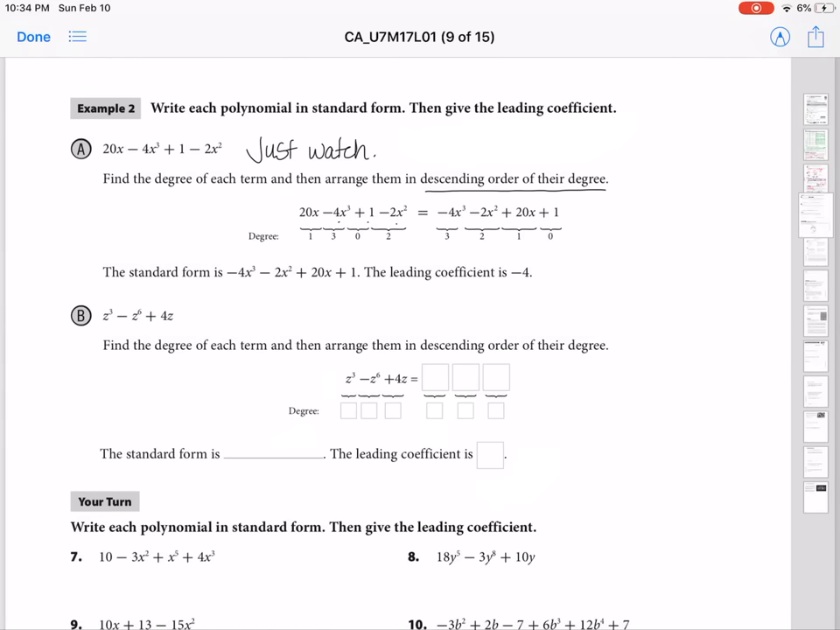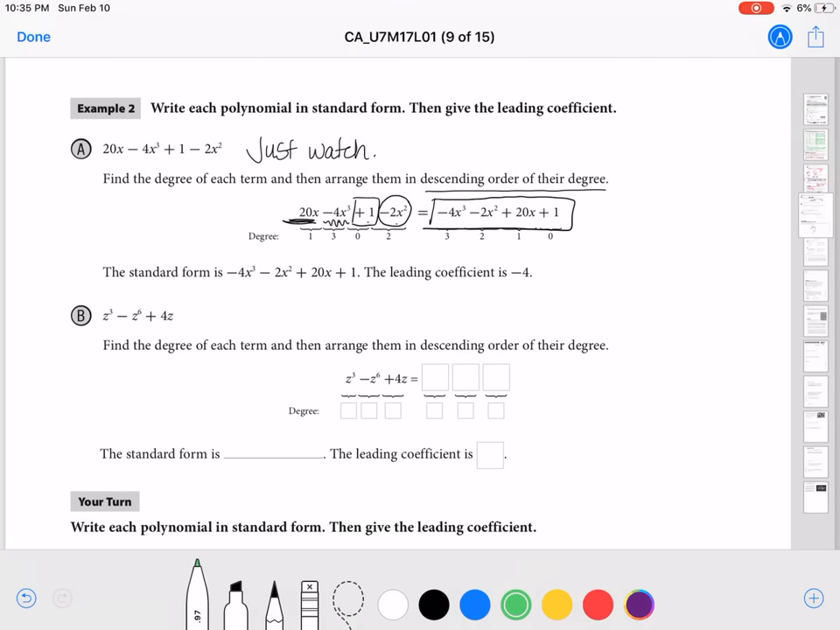The first thing that we're going to do is take negative 4x cubed. That's our highest degree. Our next highest degree is going to be negative 2x squared. And then we're going to move to 20x, and then we have our constant, which is exactly how they wrote it. So they did negative 4x cubed minus 2x squared plus 20x plus 1. The leading coefficient is going to be negative 4, which again is exactly what they had.